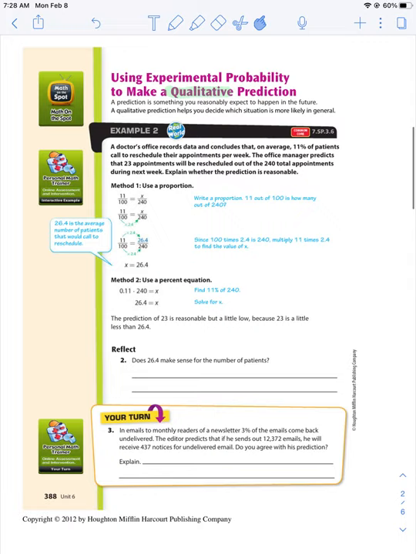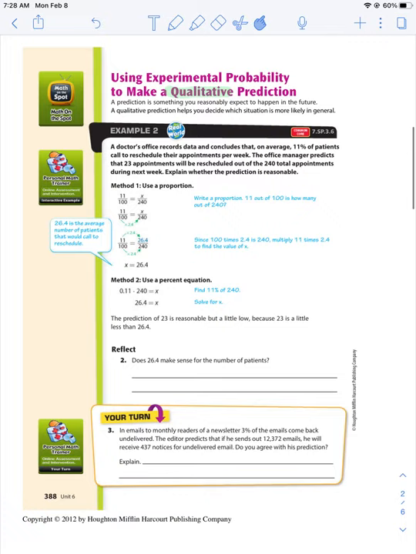All right, next we're going to look at using experimental probability to make a qualitative prediction. Qualitative means that it's something without numbers. It's non-numerical. So how we're going to see that with probability is it will probably give us a number and then say, is this reasonable? Or explain which outcome or what event is most likely. So we're just predicting likeliness of events and assessing whether or not it's reasonable. So let's check out this example.